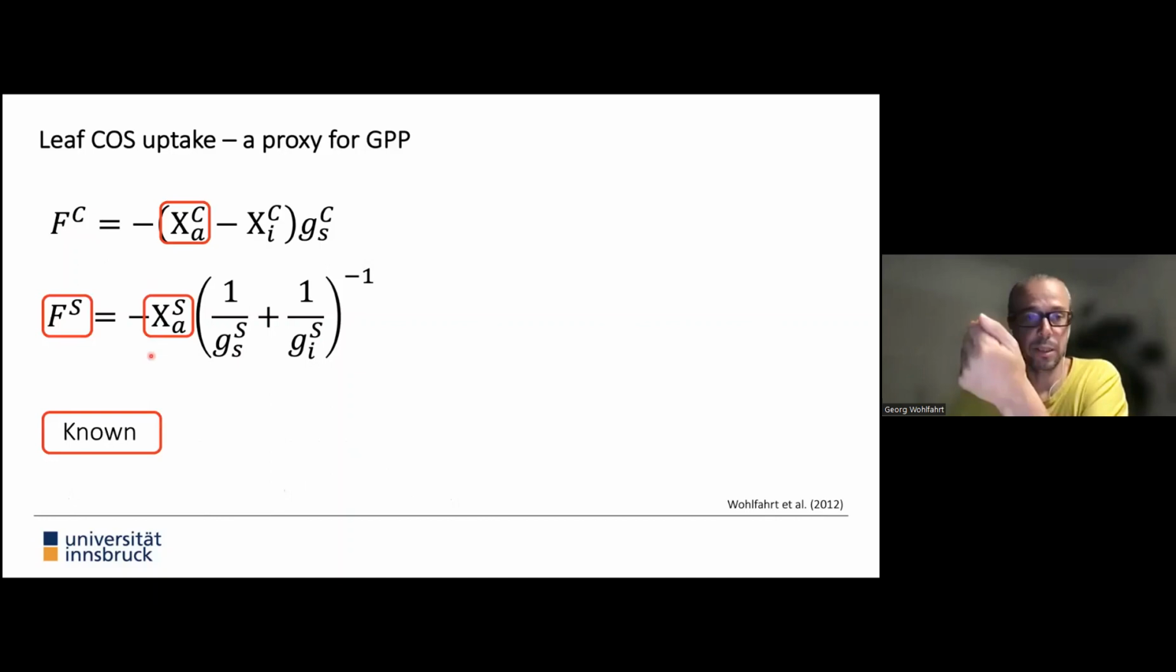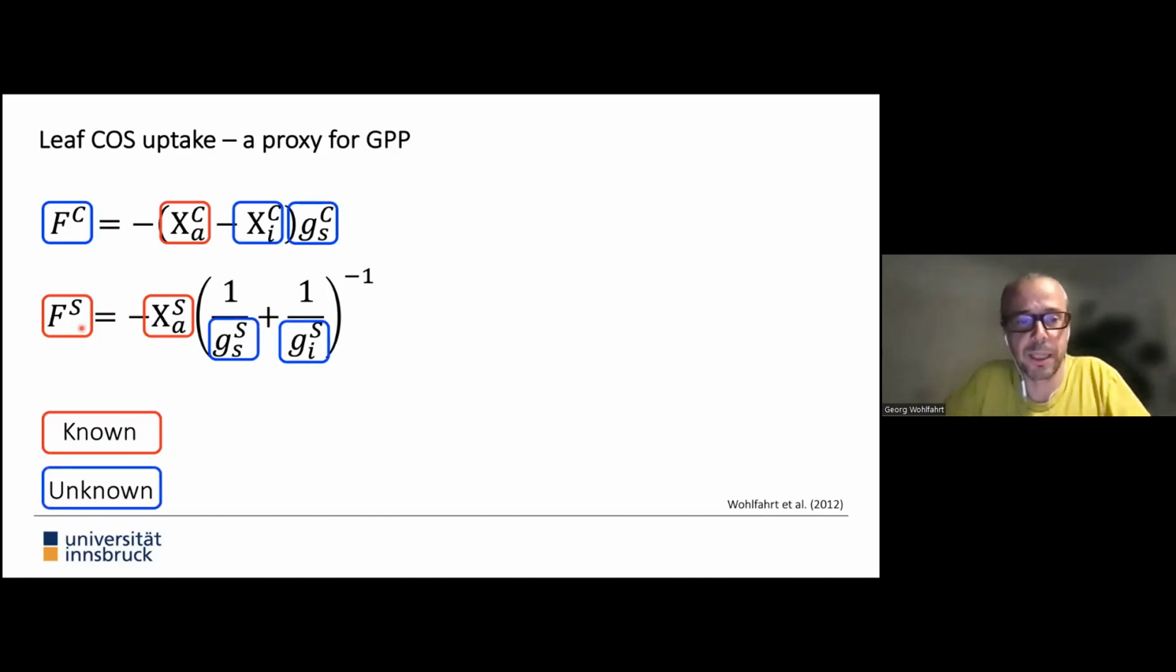First we need to see which of these terms we can actually measure. And these are the red ones here, so we are likely to be able to measure the ambient concentrations of CO2 and COS. And of course, since we want to use the uptake of COS as a proxy for GPP, we need to be able to measure the uptake of COS. So these are known, but the other terms here are not known.